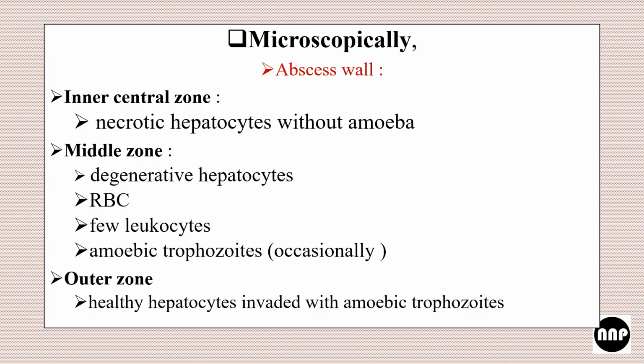Now let us see the microscopy of the abscess wall. The abscess wall has an inner central zone, a middle zone and an outer zone. The inner central zone has necrotic hepatocytes without the amoebae. The middle zone has degenerative hepatocytes, RBCs and few leukocytes, and occasionally amoebic trophozoites. The outer zone comprises healthy hepatocytes which are invaded by amoebic trophozoites.